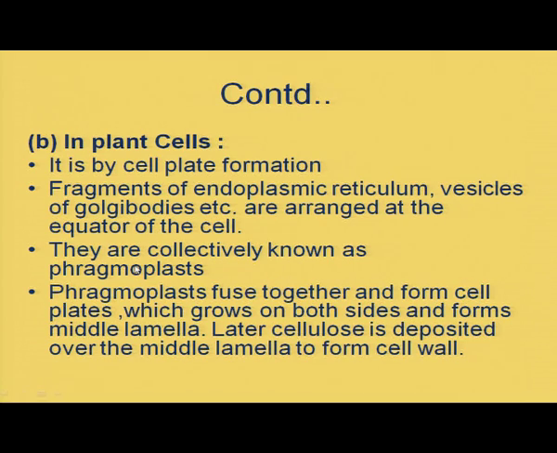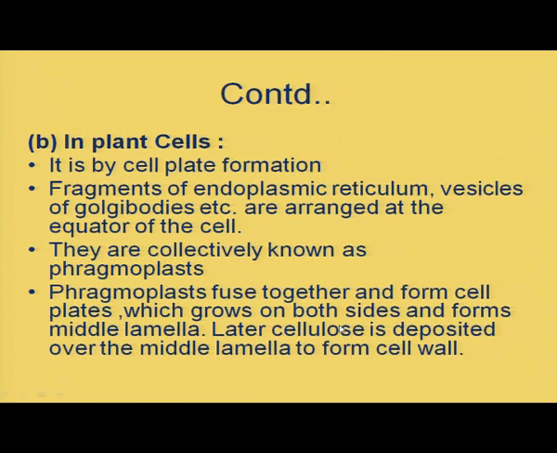And all these things are collectively called the phragmoplast. Later, all these phragmoplasts will unite together and form the middle lamellae. So, it will fuse together and unite with either side of the cell, and it will form a layer at the center. So, it is known as middle lamellae.